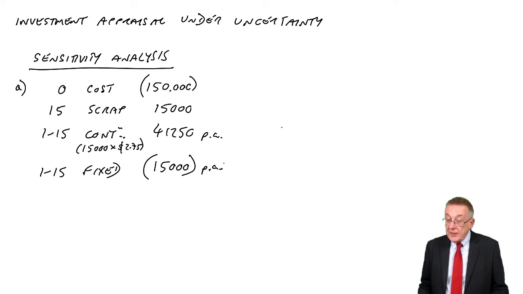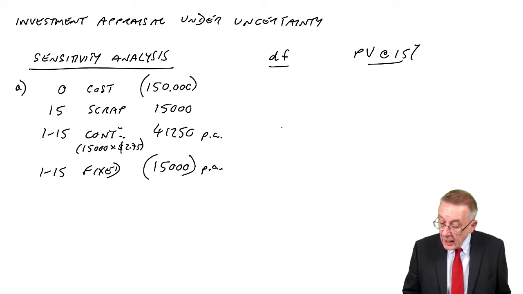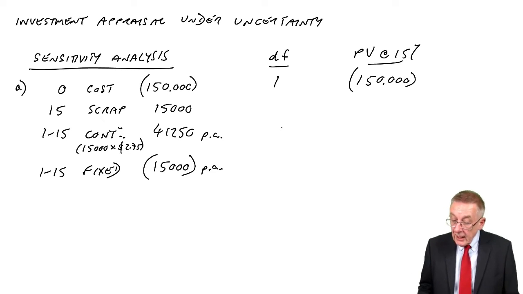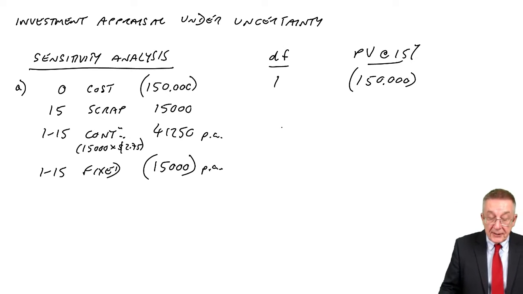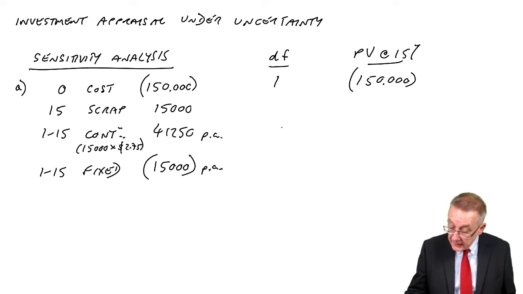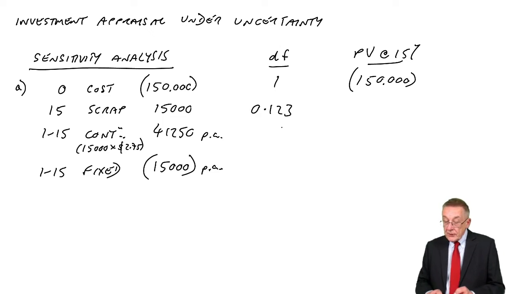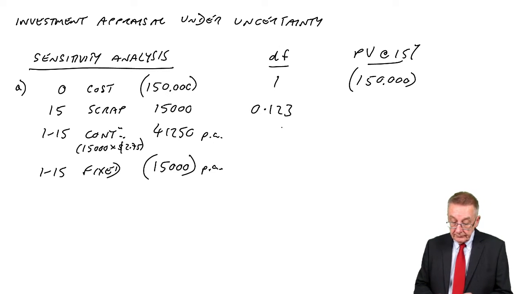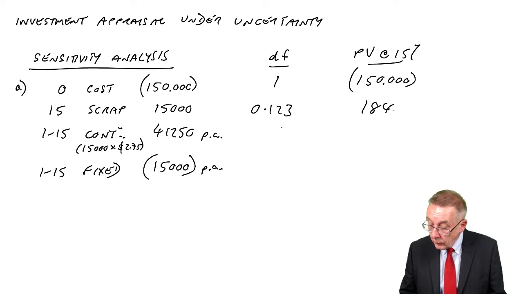Our cost of capital is 15%, so let's discount. 150 now is 150,000. The scrap, well, it's 15 years' time, so the ordinary present value table. The discount factor for 15 years at 15% is 0.123. So the present value, 1845.